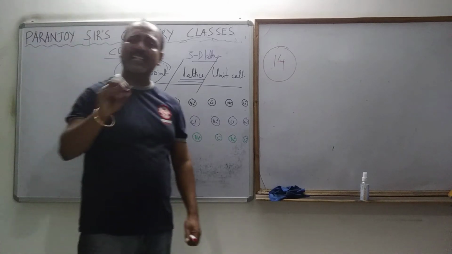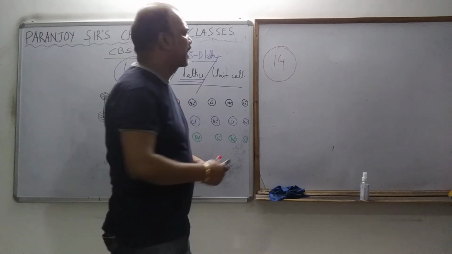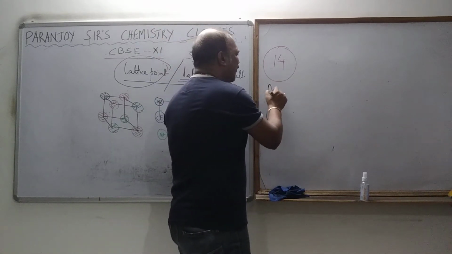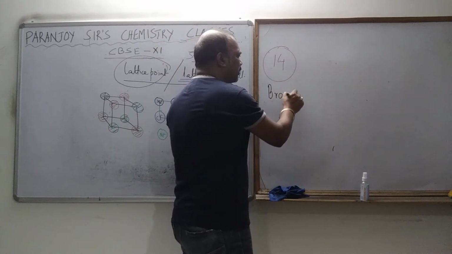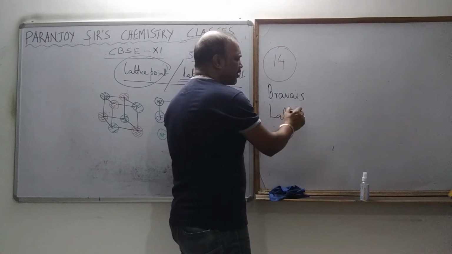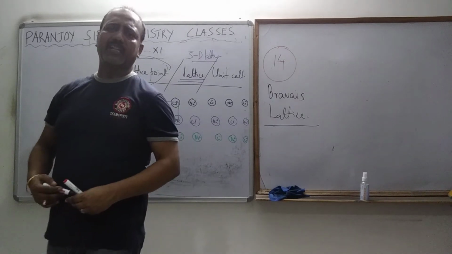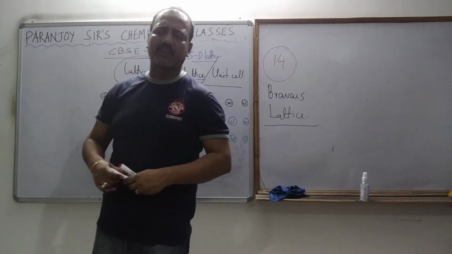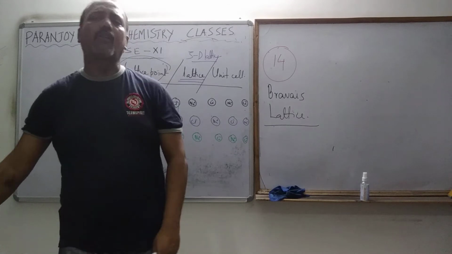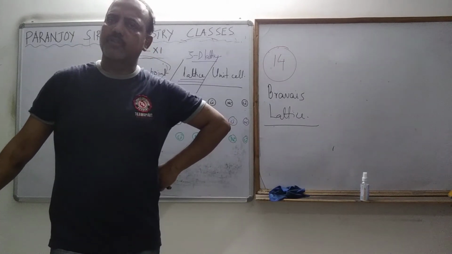And this set of 14 unit cells is called Bravais lattice. That's a scientist who did it actually. Bravais lattice, Bravais set of lattice, or Bravais set of unit cell, by which we can just explain all the crystalline structures.